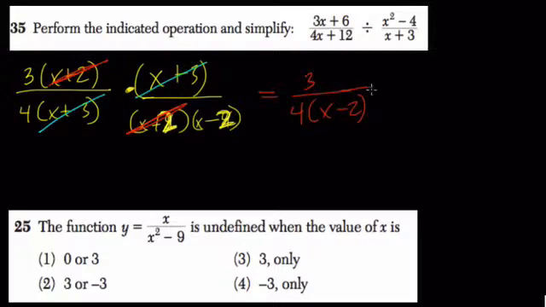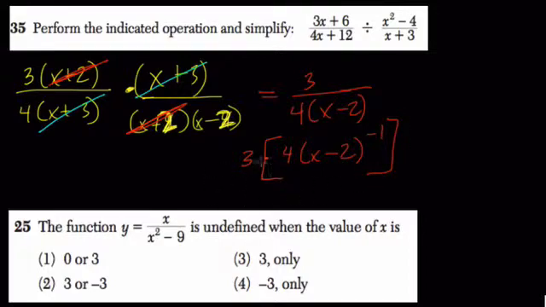times x minus 2. Now typically you wouldn't leave this in the denominator, but we can pull it up to the numerator by giving it a negative 1. So it's 3 times 4 times x minus 2 to the negative 1 power. And here, right, I think you want to maybe write it like this, if you had to. So put an extra set of brackets around there as well.